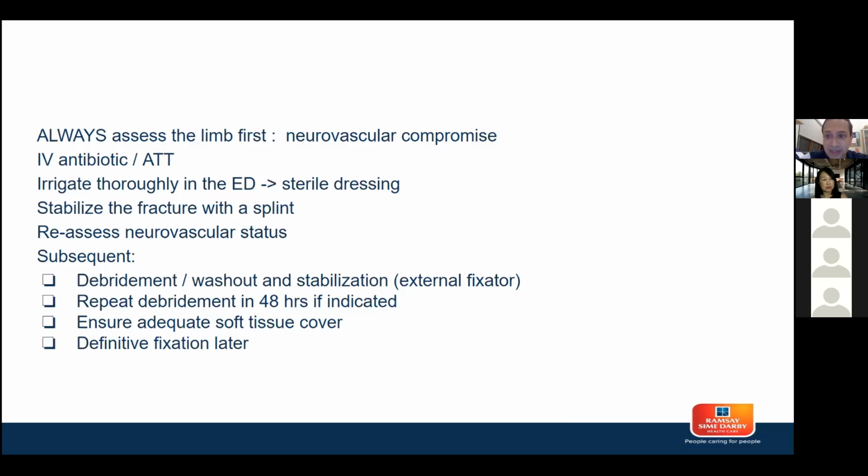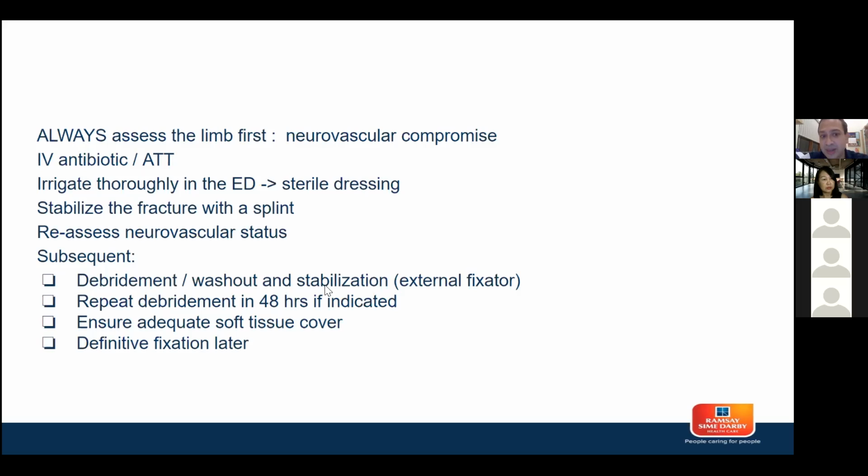Once you've done the splinting, always reassess the neurovascular status, because sometimes when the patient first comes in with an open fracture or the limb pointing in the wrong direction, you feel that the distal pulse and dorsalis pedis is absent. But once you stabilize the fracture, you sort of pull the leg in the right direction. The vessel generally is not torn off, it's probably just kinked. So the circulation will actually return. So always reassess the neurovascular status often in these type of patients.